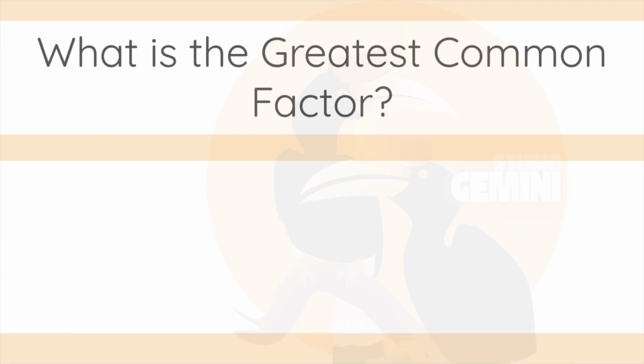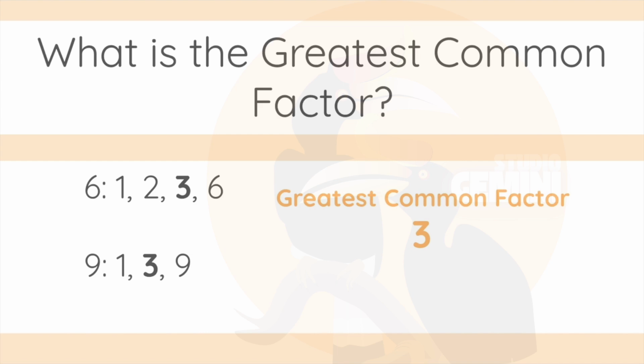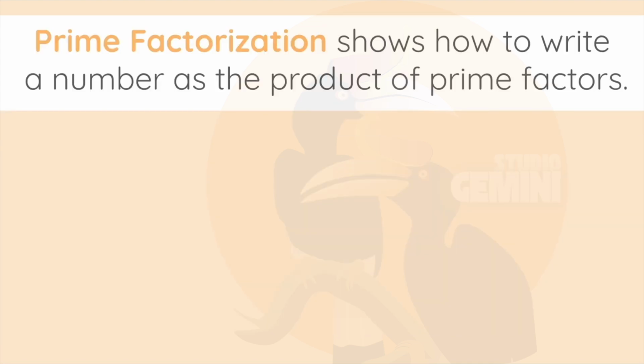For example, if we list out the factors of 6 and 9, we can see that 3 is the greatest common factor because it is the largest factor that both numbers have in common. To calculate the greatest common factor, we can use prime factorization. A prime factorization shows how to write a number as the product of prime factors. In other words, we are breaking the number down as far as we can until we get prime numbers.